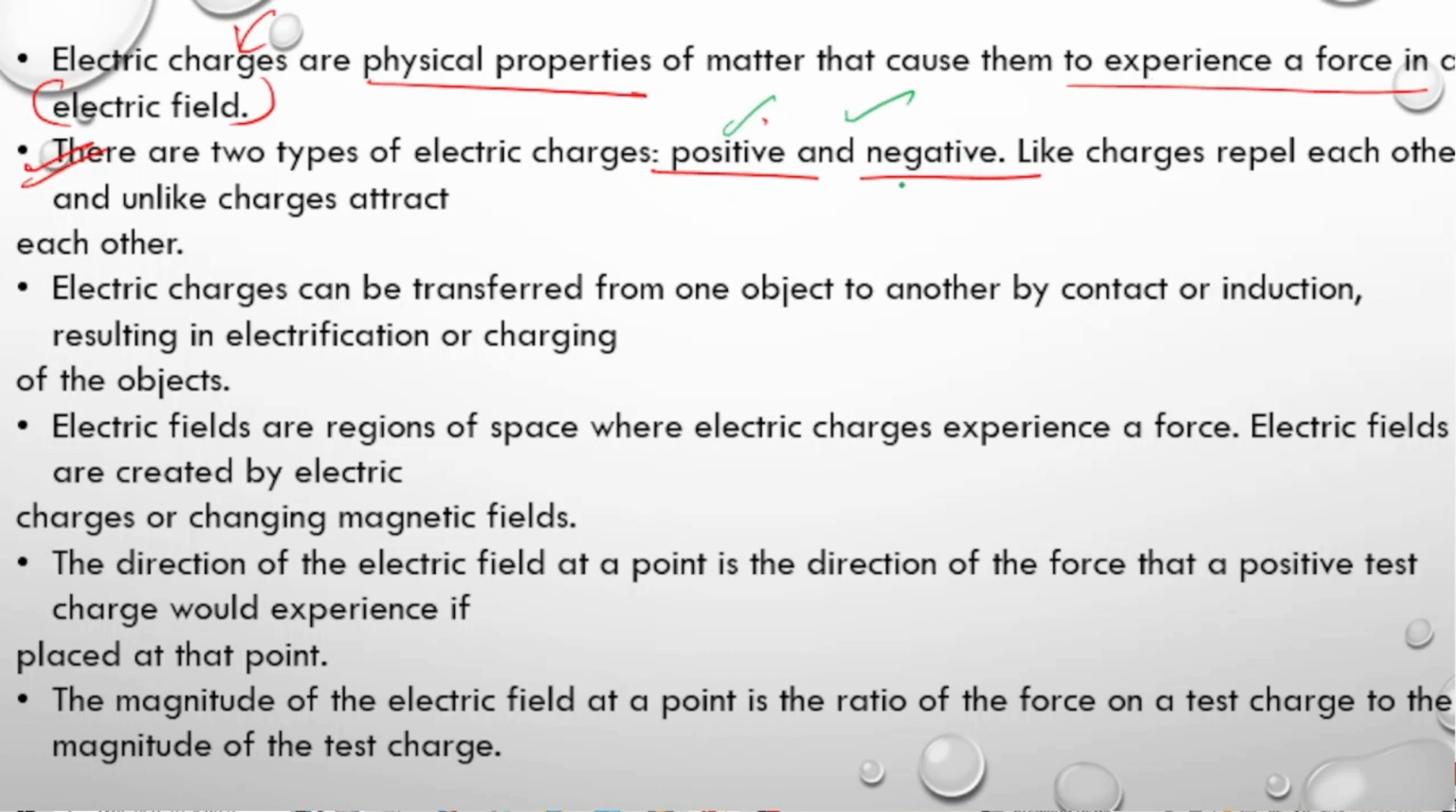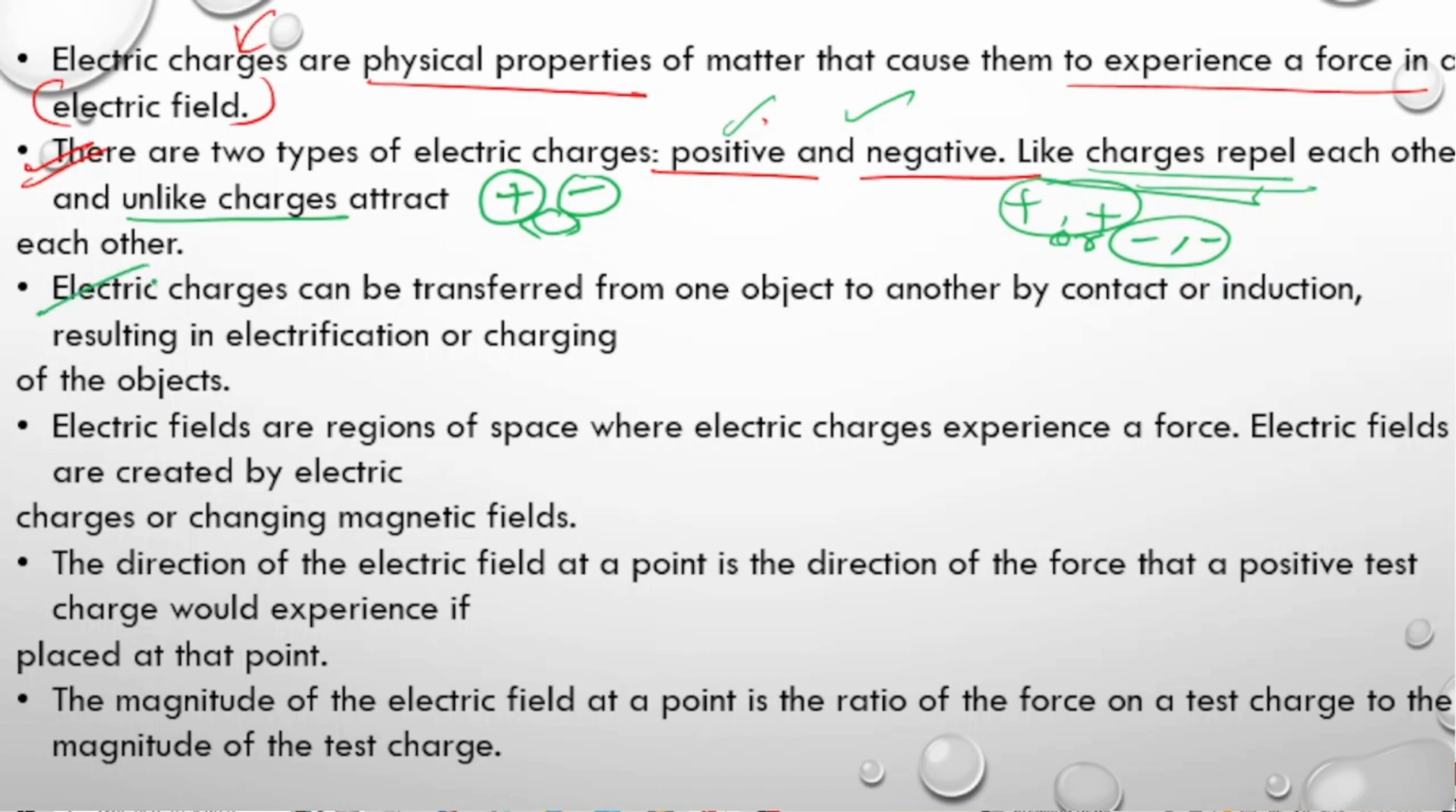There is a law of attraction and repulsion. You might have learned in the magnetism chapter that like poles repel and unlike poles attract. Similarly here, like charges repel. That means positive and positive or negative and negative will repel each other. Unlike charges, opposite charges like positive and negative, will attract each other. These are the basic things, right?